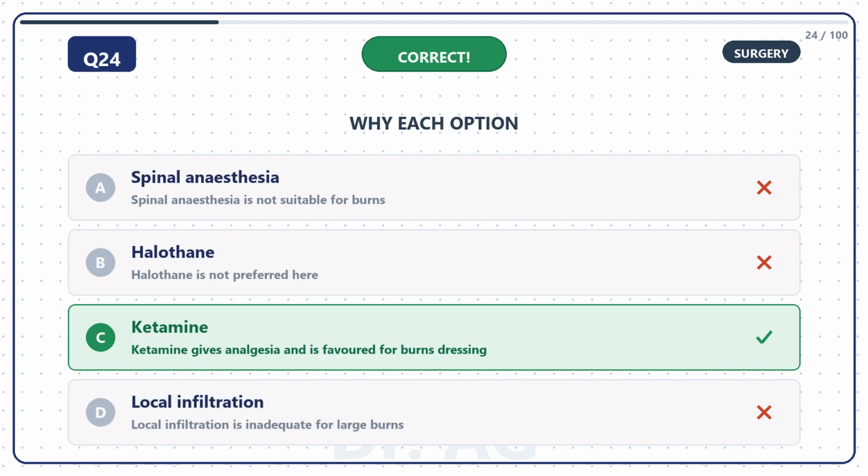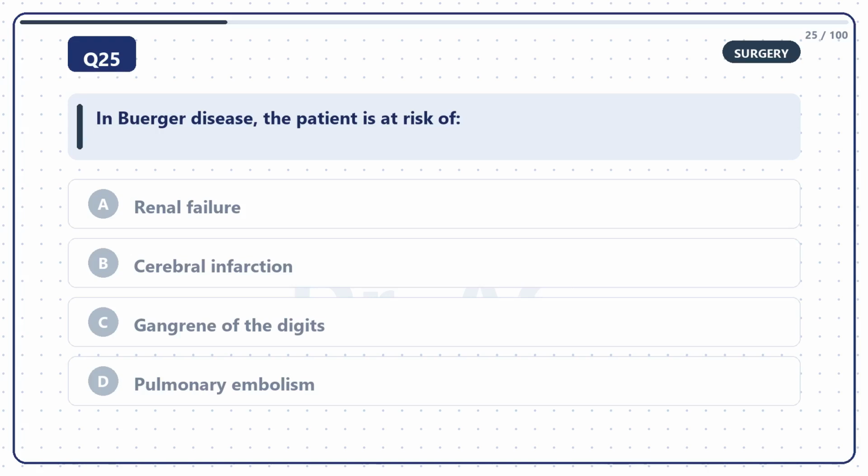And the correct answer is ketamine. Ketamine gives analgesia and is favored for burns dressing. So, the right answer is option C. Ketamine. Question 25. In Berger disease, the patient is at risk of option A.